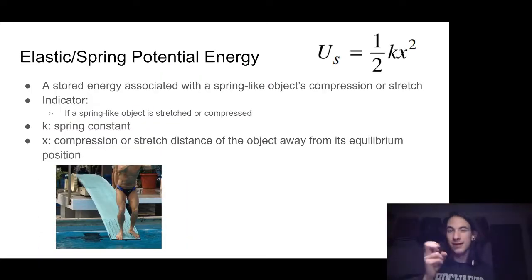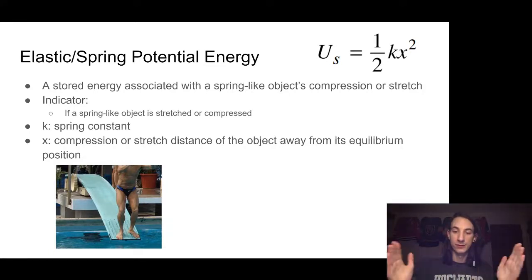Then the final one: we have this elastic or spring potential energy. We can think about them with the same terminology, either elastic or spring, but it's this energy that's associated with a spring-like object's compression or stretch. So again, it's this stored energy, and it depends on how much we stretch or compress an object. So the indicator, the way we're going to look for this, is if we have some sort of object that's deformed, either stretched or compressed, then we know that it's going to have this spring potential energy associated with it.